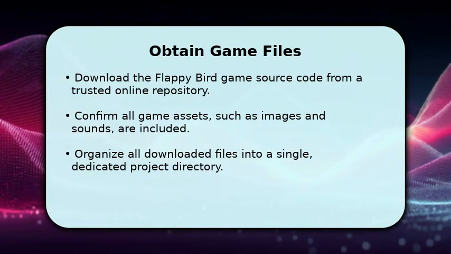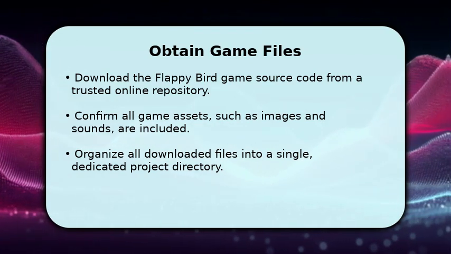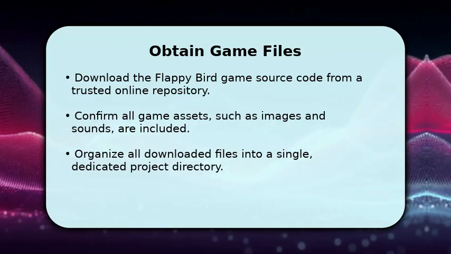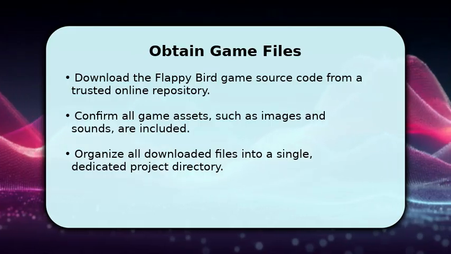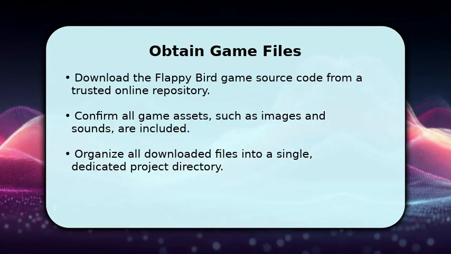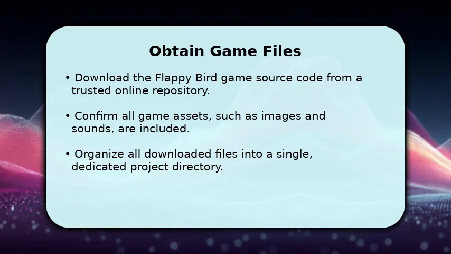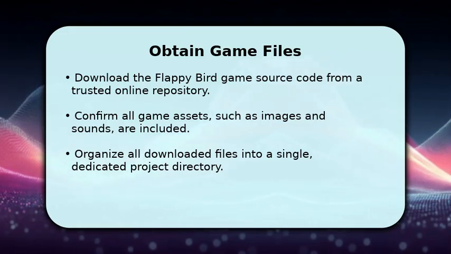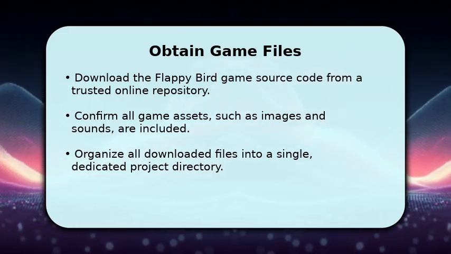Next, you'll need to obtain the actual game files. Download the Flappy Bird source code from a trusted online repository. Many versions are available. It's important to confirm that all necessary game assets, like the bird sprites, pipe images, and sound effects, are included in your download. Once acquired, organize all these files into a single, dedicated project directory on your computer for easy access.